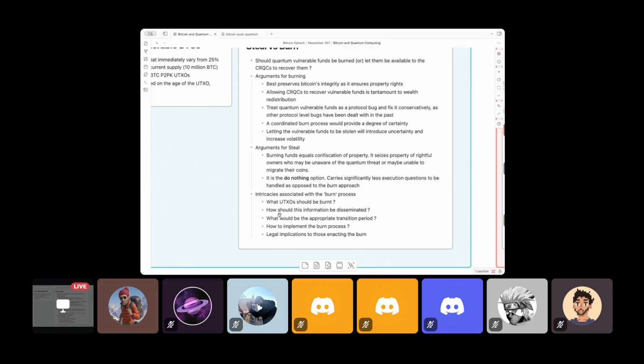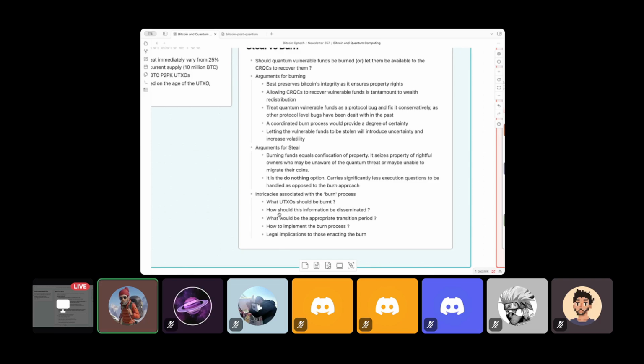Do we send them to... because we don't have the public keys or private keys of these addresses, we can't create a new transaction. The only way is to engineer a hard fork and make new nodes not recognize these coins as valid transactions. So how do we do that? That is also a big question.